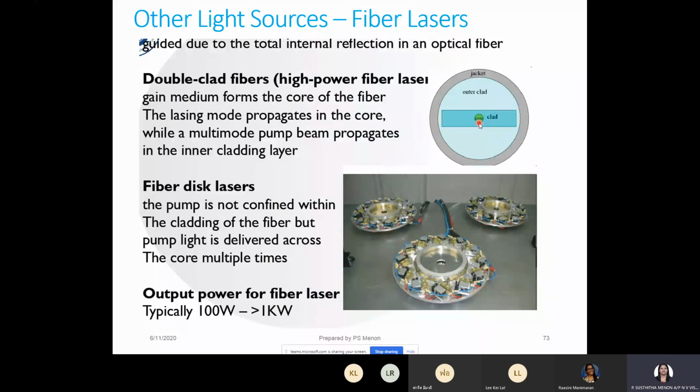Okay, but the method is the same. The lasing mode propagates in the core. You have a multi-mode pump. It propagates in the inner cladding layer. Same. There's a mirror and light oscillates and it gets emitted out. Fiber disc laser in the form of a disc, but it's all fibers. All right. And the output for fiber lasers is from 100 watts up to 1 kilowatt. Okay, very high power fiber lasers.